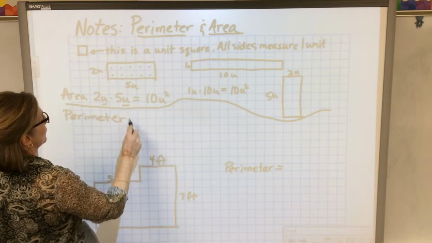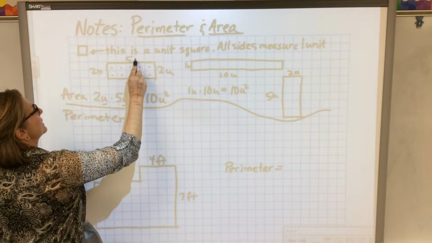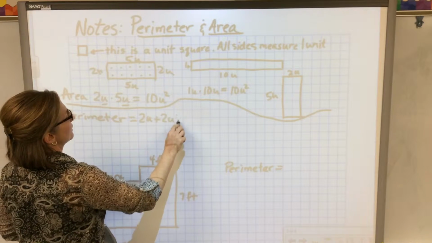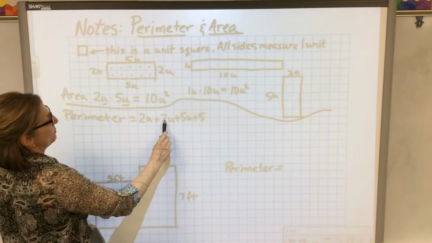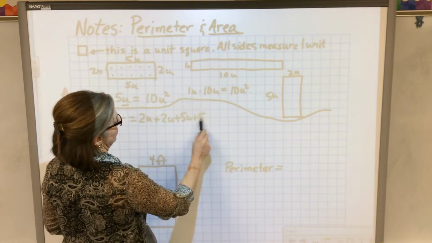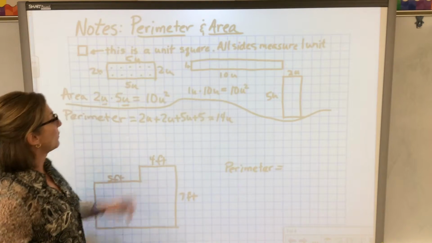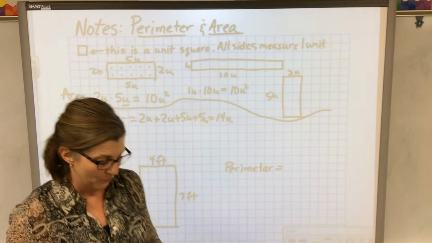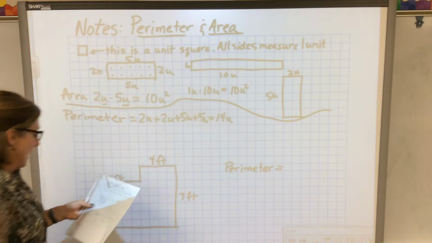So when I look at this first one, that's going to be 2 here and 2 here, and 5 units here and 5 units here. So that's going to be 2 units plus 2 units plus 5 units plus 5 units. So altogether, 2 plus 2 is 4 plus 10 here. That's going to be 14 units, not units squared. We're adding them so we keep the same unit. Okay? So when we do the perimeter, we add up all the sides.